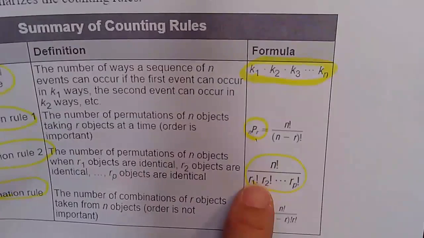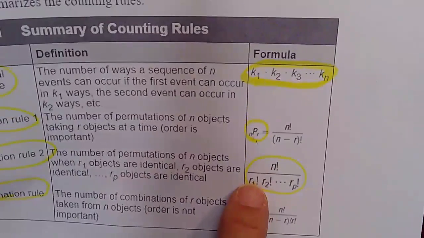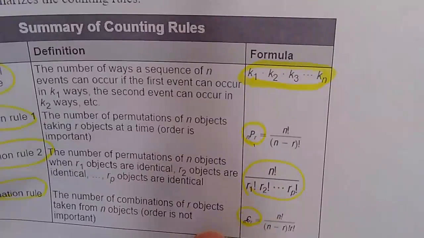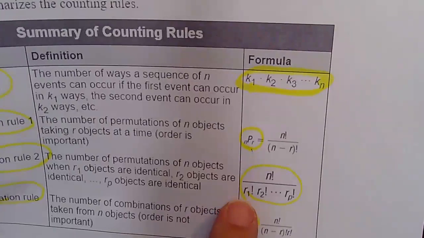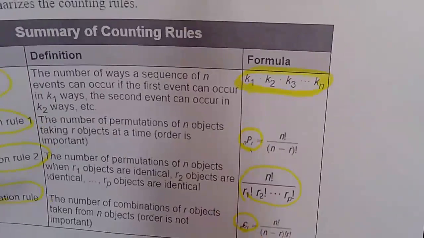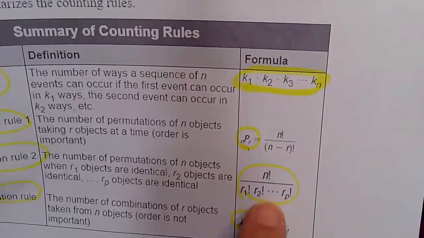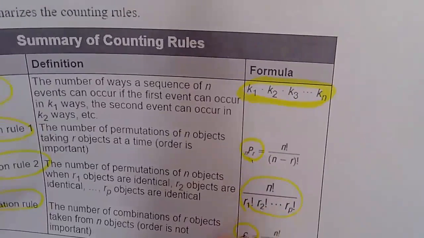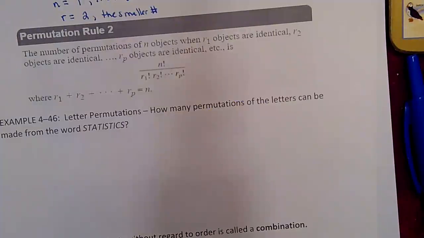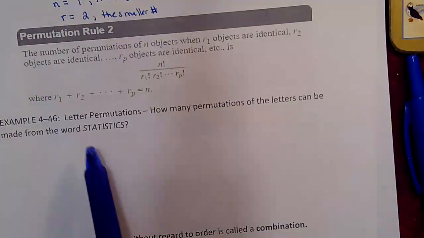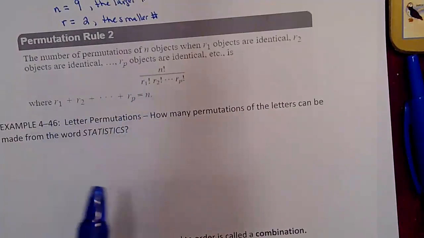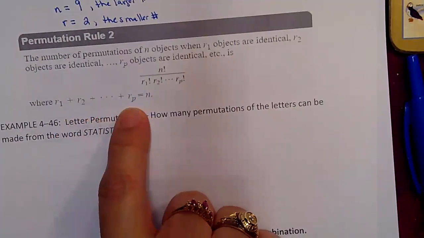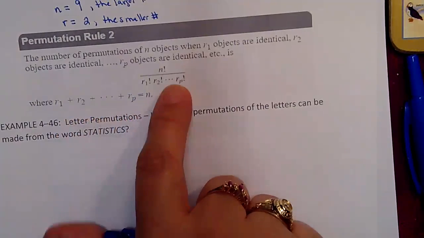And then when they say r1 objects are identical, you're going to count, based on your different letters, how many A's do you have, how many B's, or how many G's. That's what this is based on down here. The amount of letters for respective letters. So it looks like this is the same formula here. It also says where r1 plus r2 plus all the way to rp is equal to n. So that's the amount of letters.